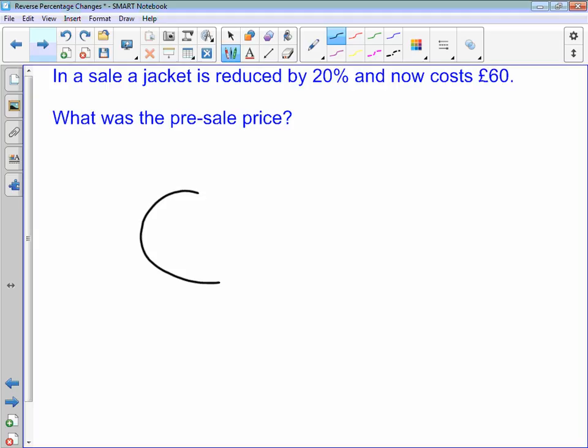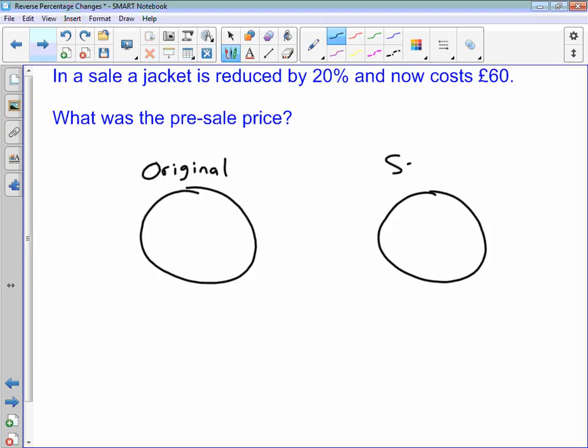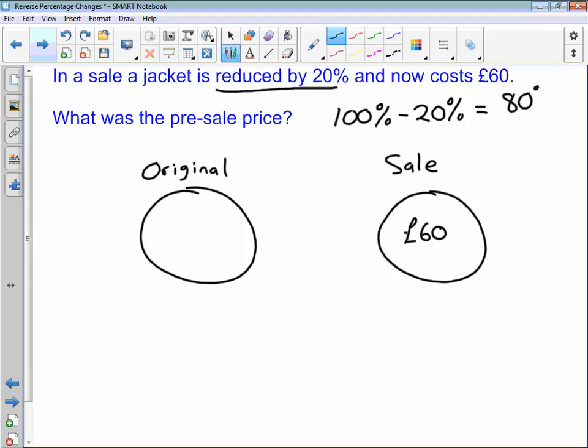So we need to consider the original price and the sale price. We know the sale price is £60. It has been reduced by 20%, so 20% less means that we've got 80% of the total cost of the jacket, so the percentage multiplier used is 0.8.